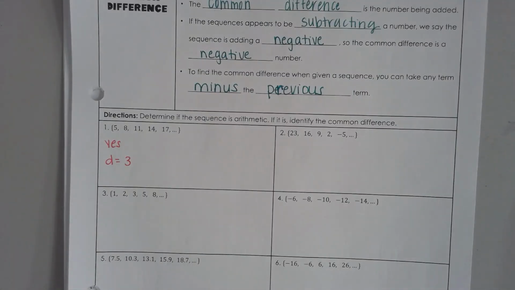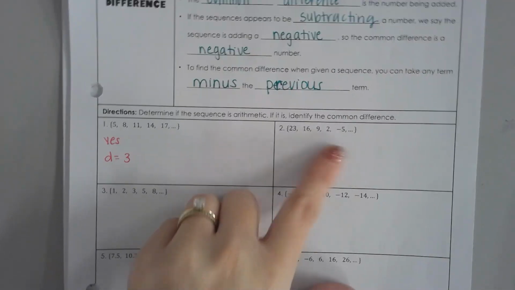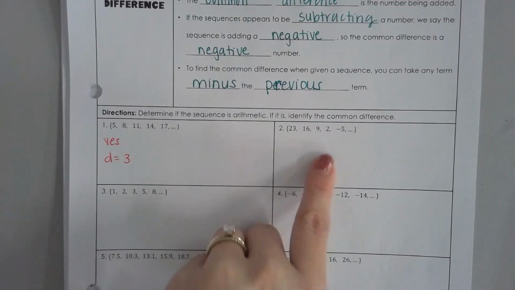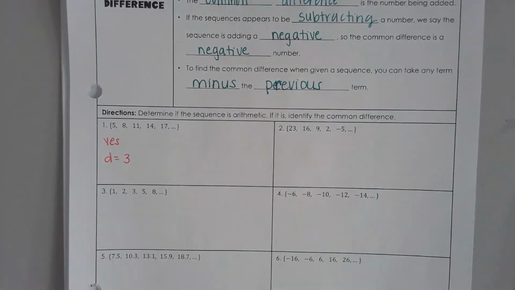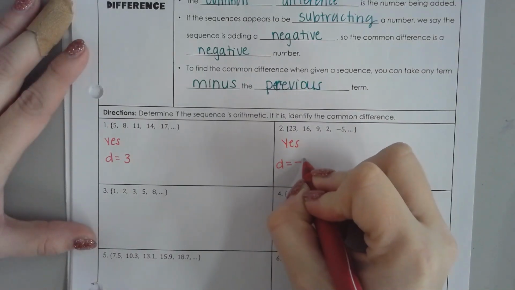Number 2, is it arithmetic? Yes or no? Is it adding? Yes, it's adding negative 7. 23 plus negative 7 is really the same as 23 minus 7. I would expect that you check all the way down, but also if you do 2 minus 9, that's negative 7. 9 minus 16, negative 7. Negative 5 minus 2. Take one term minus the one before it. Check all of those. Yes. The difference is negative 7.